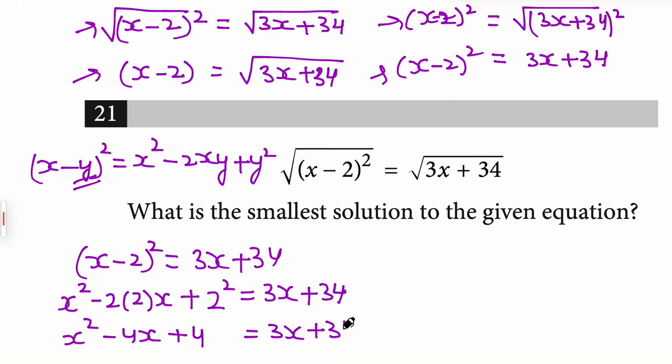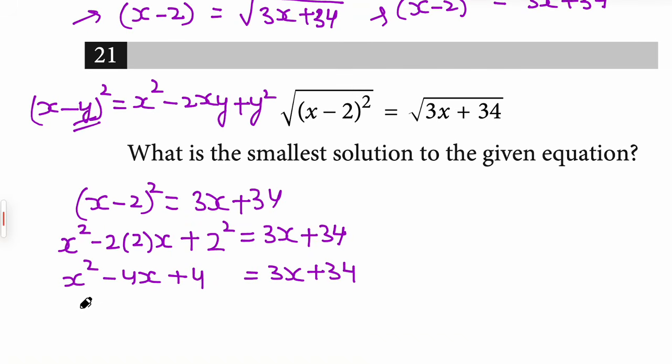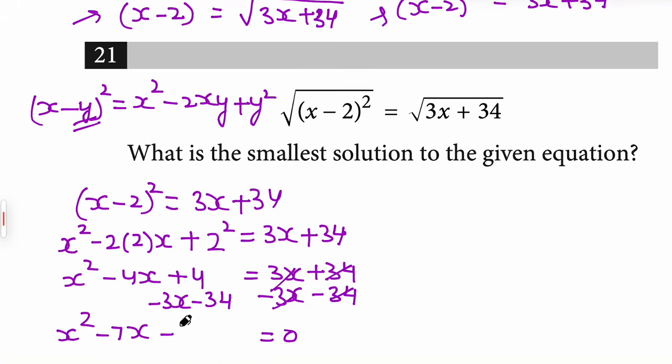Now we have to solve this equation, so it has to be in the equal to 0 form. For that, let's subtract 3x as well as 34 on both sides. Negative 3x minus 34, so it cancels from this side. So the right hand side is 0. And now it's x squared minus 7x minus 30 is equal to 0.